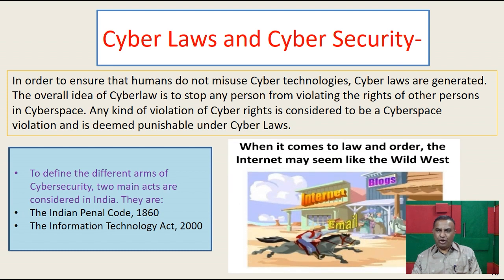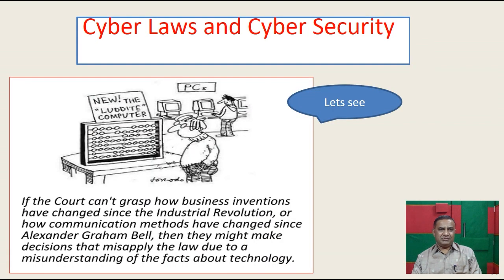When it comes to law and order, the internet may seem like the wild west. Now see this figure, or this picture. The mail is shown over here, the internet is there, blogs are there, and the wild west will be controlled or monitored with the help of these laws. It means things will become easy over there.